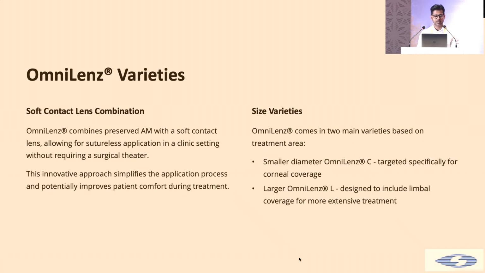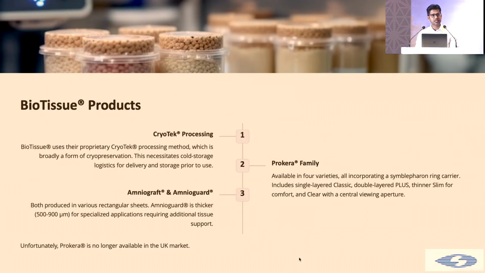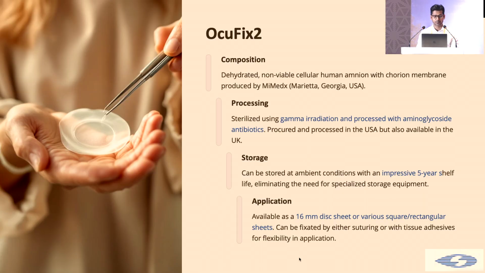The other being the OmniLens variety, which combines preserved amniotic membrane with soft contact lenses, allowing for sutureless application in clinical settings without requiring a surgical theater. The biotissue uses cryopreserved amniotic membranes, the main ones being the AmnioGraft and AmnioGuard, both produced in various rectangular sheets. The AmnioGuard is a thicker one and is specialized for additional tissue support.